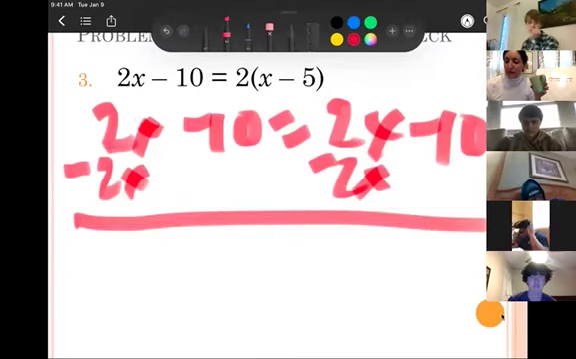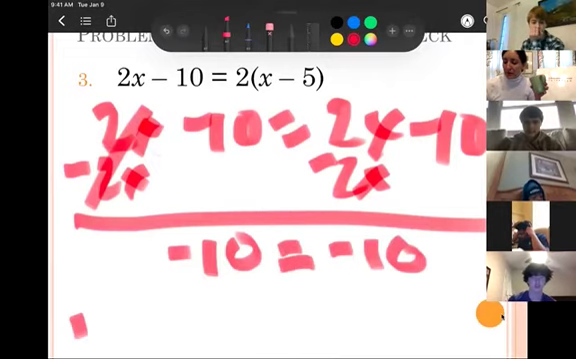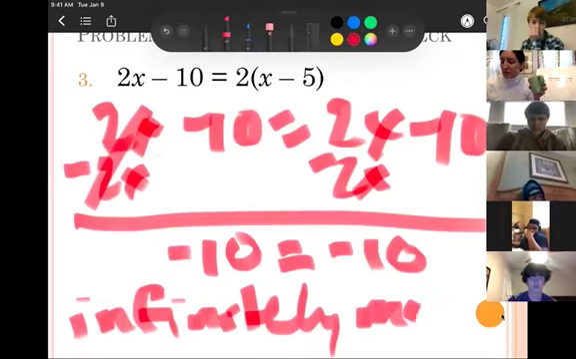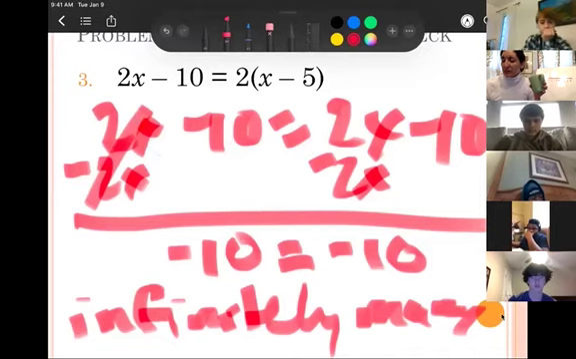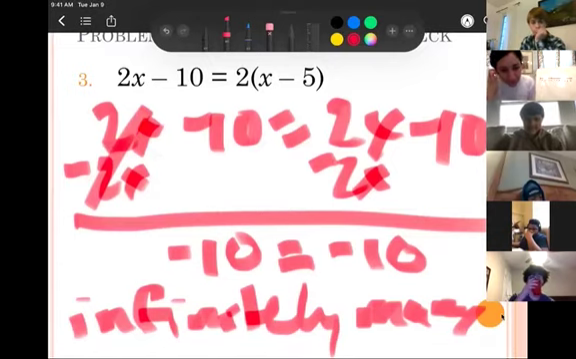Infinitely many. Yeah, even here, if this is 0, this is negative 10 equals negative 10. We have infinitely many solutions. Good. You could have maybe said it right from the start, 2x minus 10 equals 2x minus 10, and that would be fine too. As long as, in the end, you end up at the same thing on both sides.